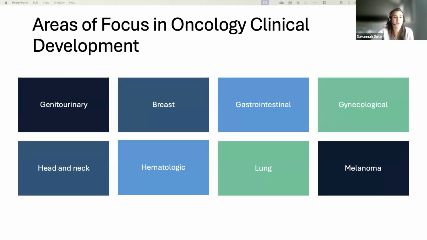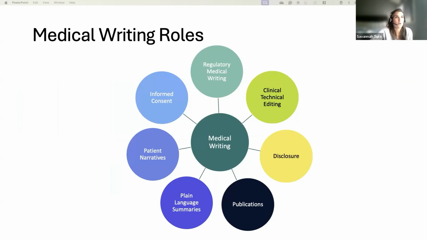And so moving on to our medical writing roles. In order to support these tumor development programs, there are several different medical writers who are involved in the clinical development process. And so, the top one there is regulatory medical writing. And so, that is my primary role, authoring the primary regulatory documents for submission and clinical trial conduct.